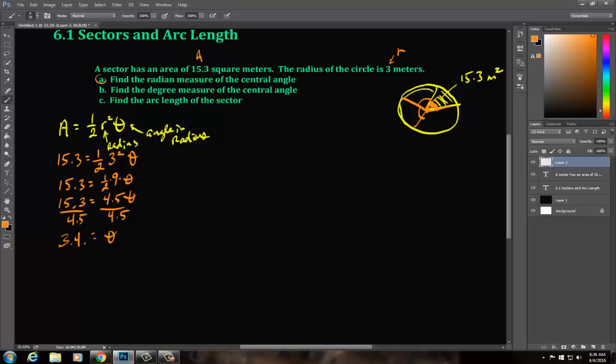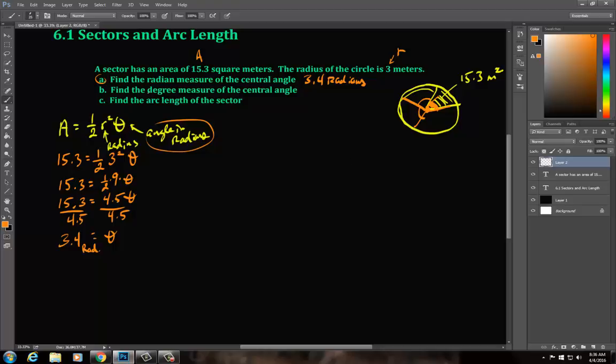Let me just double check that. 15.3 divided by 4.5 is 3.4. Okay, so since this is in radians, this is going to be 3.4 radians. So that would be the answer to part A, 3.4 radians. Well, we know that there's 6.28 radians in a circle, so this is about half a circle. So this angle theta is pretty large.